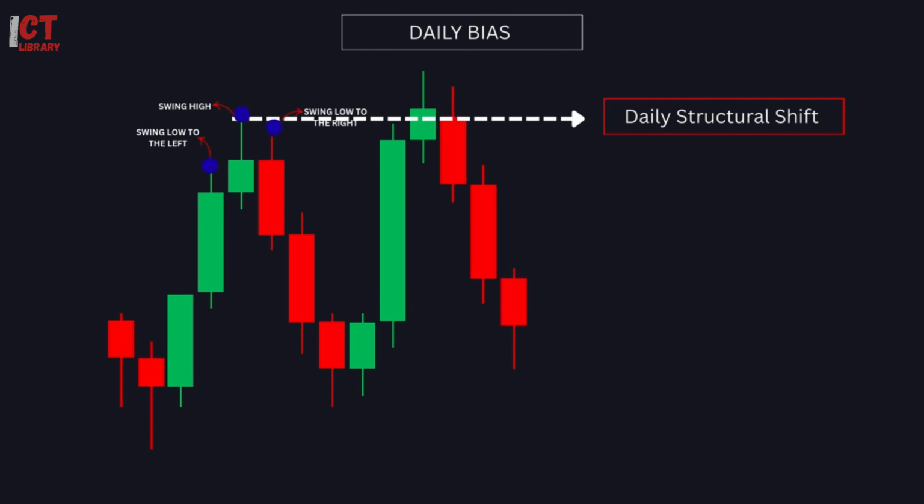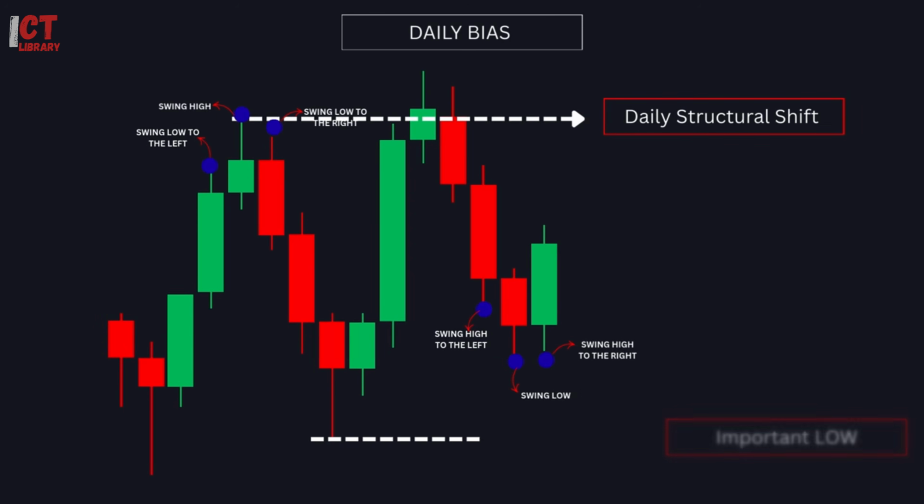The next requirement is to observe the formation of a swing low down here. A swing low again refers to a candle that has a higher low on the left side and a higher low on the right side. And remember, this evaluation is still being done on the daily chart. The important detail here is that this swing low must not violate a recent previous swing low.